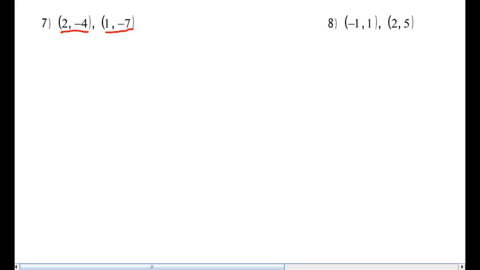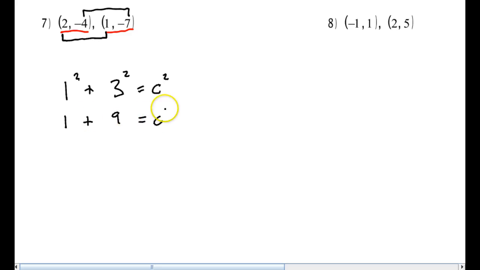Number 7. Let's do it two ways, actually. Let's do a logical way, and let's do it using the difference. How far is it from 2 to 1? 1. 1 squared. How far is it from negative 4 to negative 7? 3. There you go. That equals what? 1 plus 9 equals c squared. 10 equals c squared.